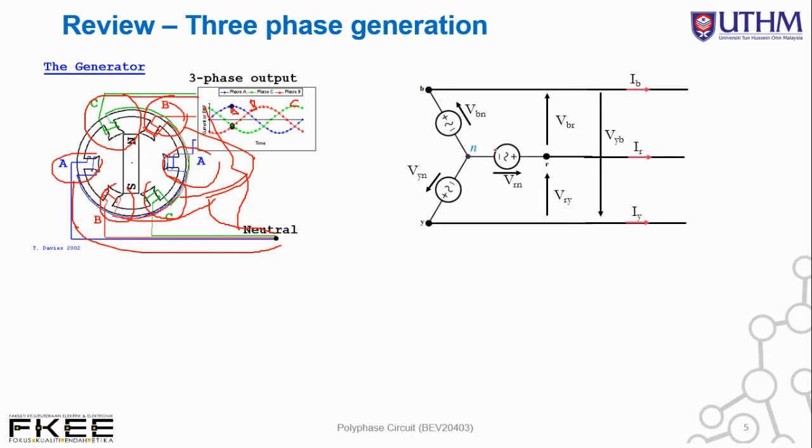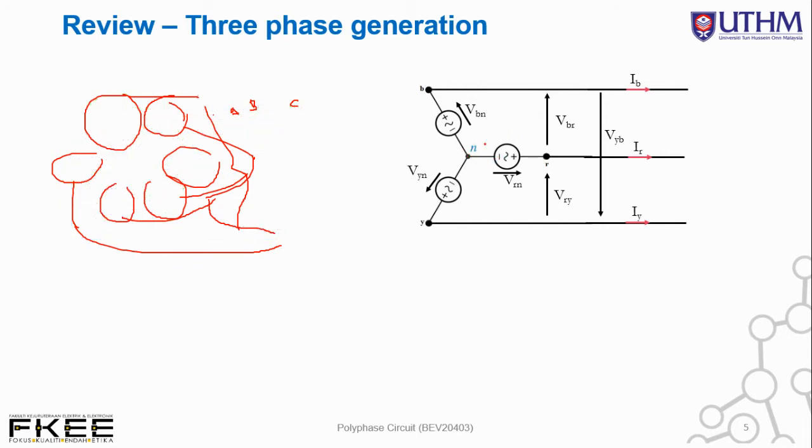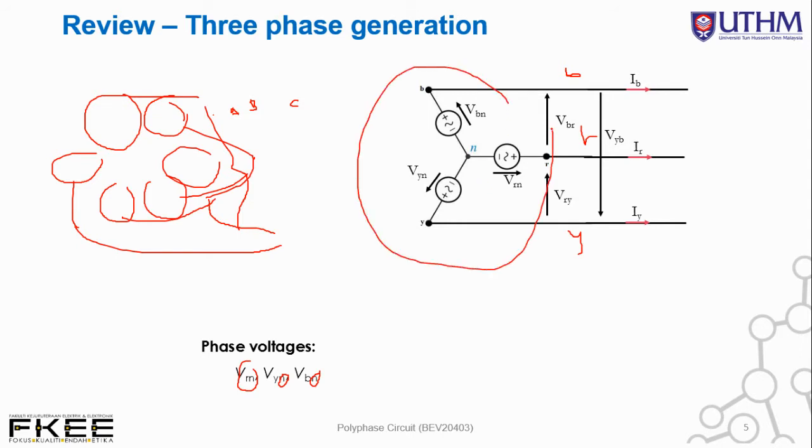So we have again the three-phase diagram connected in star. We have VBN, VYN, VRN, and then line to line, for B, R, and Y lines. The phase voltage, VRN, has everything connected to N in this star configuration, so it is known as phase voltage. The line voltage is between B and R, R and Y, as well as B to Y.